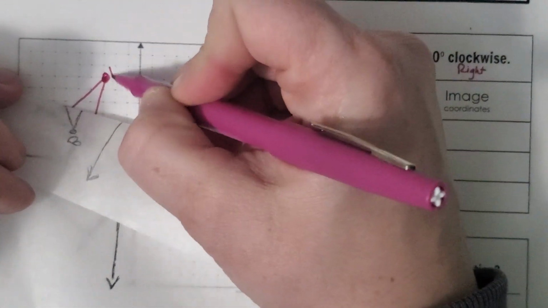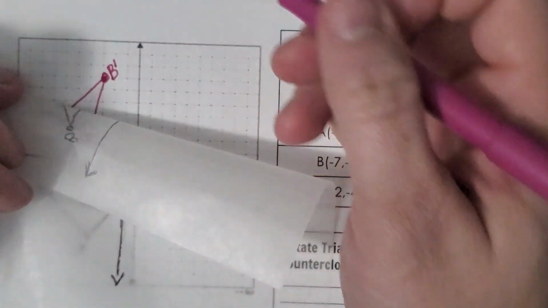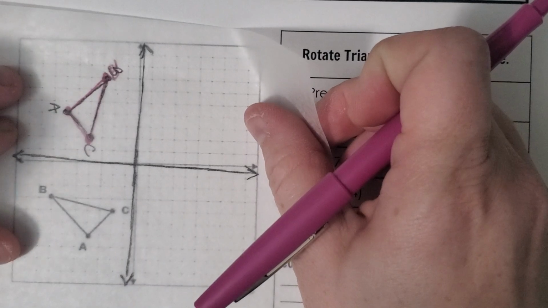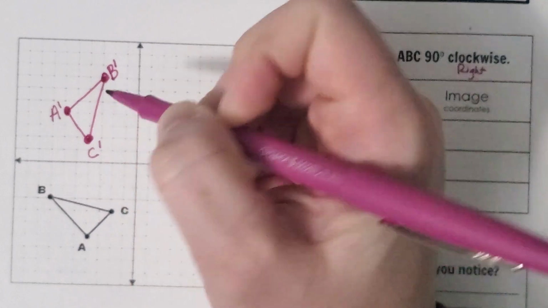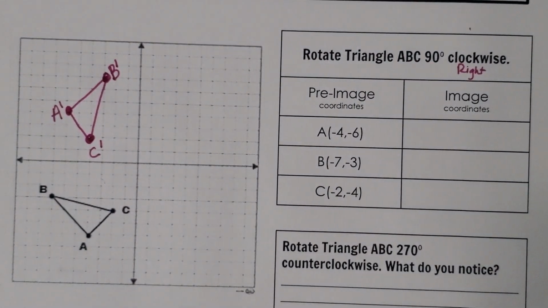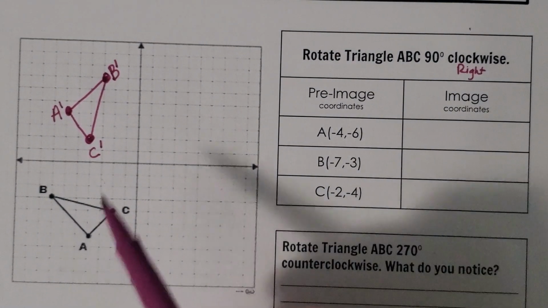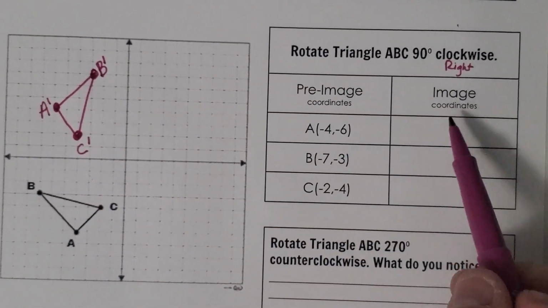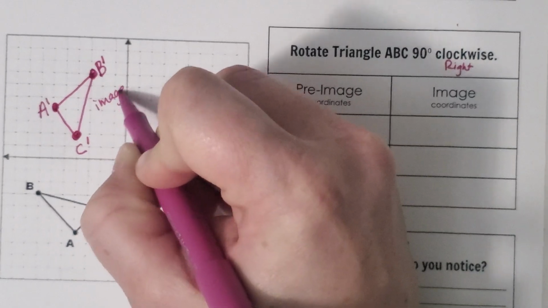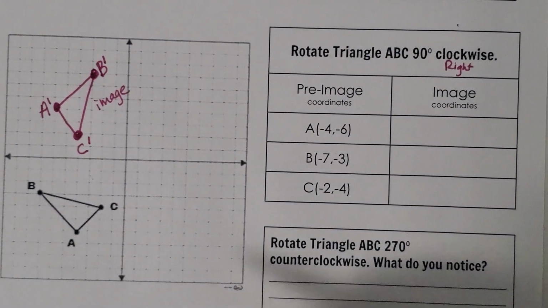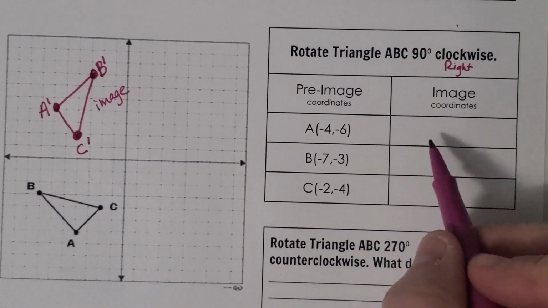So this is my point B, so that is now B prime with a little apostrophe. Then I have A prime on this side, and I will have C prime here. So by doing this, this is going to help me when I have to fill out my image coordinates. So I know that this is my image because that's my final picture. And I know that I can go ahead and write my coordinates.